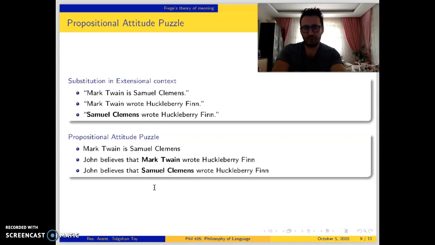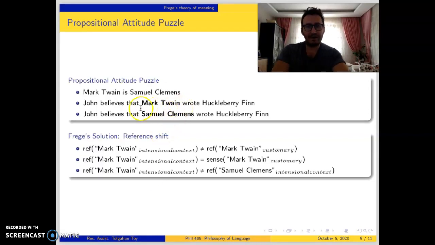Frege proposes a solution for this puzzle, or let's say a dissolution for this puzzle. According to this solution, in a propositional attitude context, or in an intensional context, the reference of a term shifts to its customary sense. So in this sentence, reference of Mark Twain is not that object Mark Twain anymore. Rather, it is its sense. So reference of Mark Twain is its customary sense. Then we cannot say that in such a context, Samuel Clemens and Mark Twain refer to the same object, because reference of Mark Twain is not its customary reference anymore. Rather, it is its customary sense.